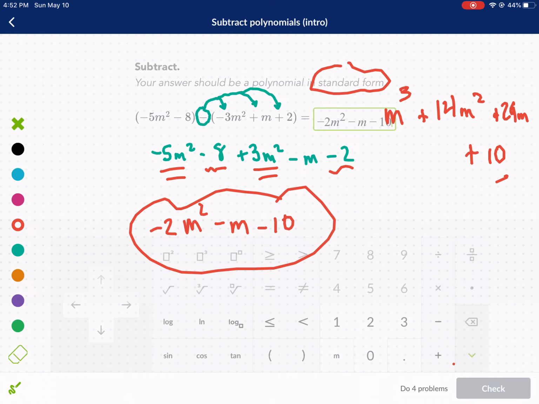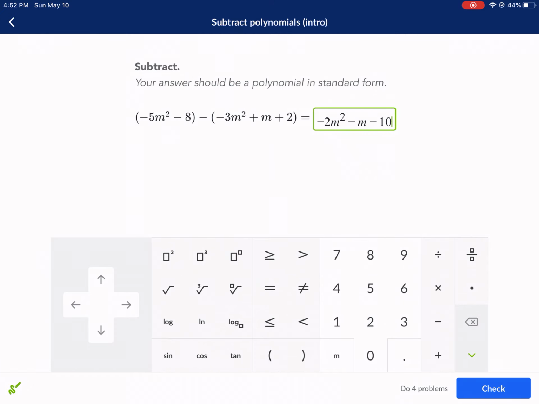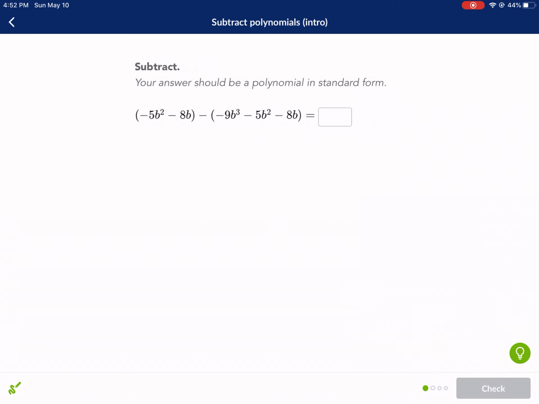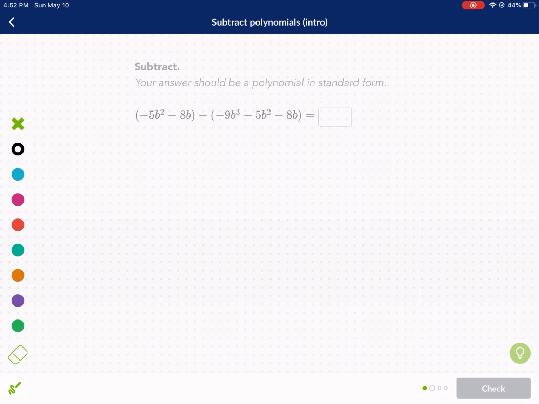I'm just going to double check that. Minus m minus 10. Check our answer. All right, here we go. So we got another one here. Again, we're going to distribute. I would not do this in your head. You want to actually write this out, otherwise you will make mistakes. Even the best students will make this mistake, so you need to be very careful here.